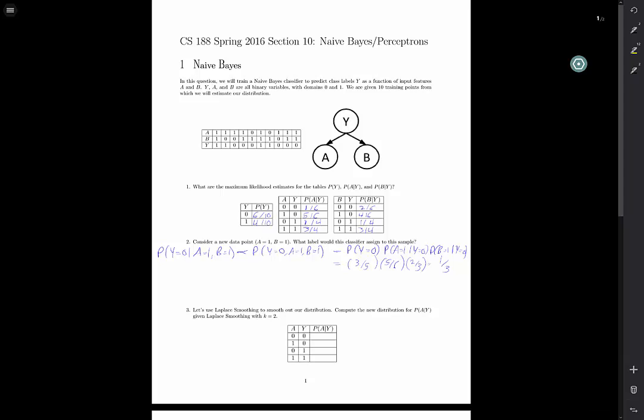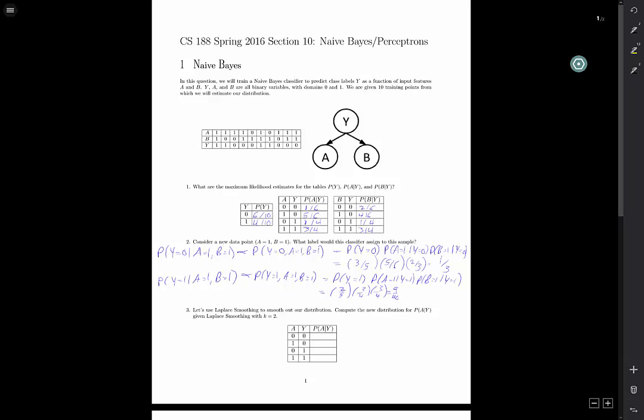Okay, so let's do this again for the probability that y equals 1, given a equals 1, b equals 1. So again, this is proportional to the joint. And again, I can write it out as the product of the local conditionals, but now y equals 1. And now I can look up in my tables these values. 2 over 5, 3 over 4, and 3 over 4. So that equals 9 over 40.